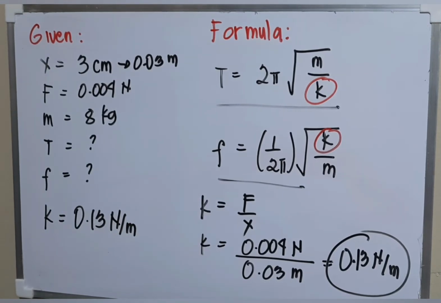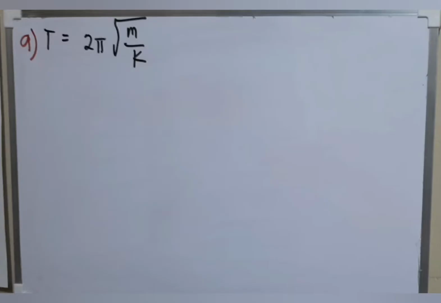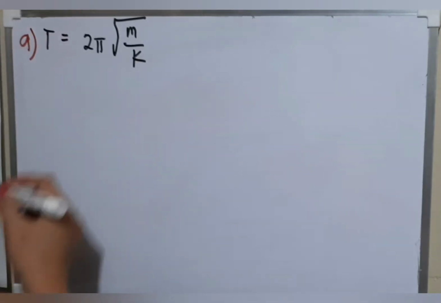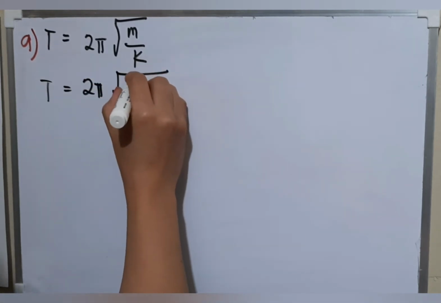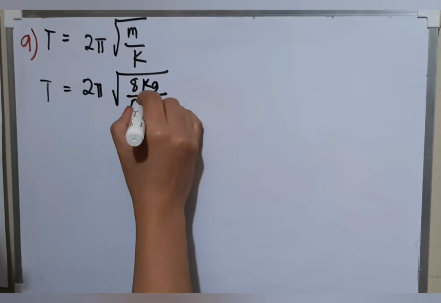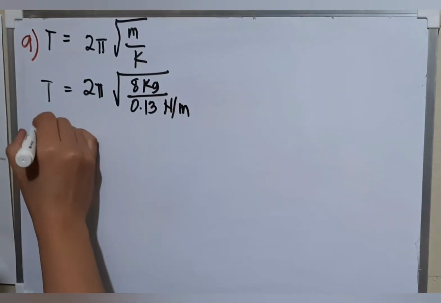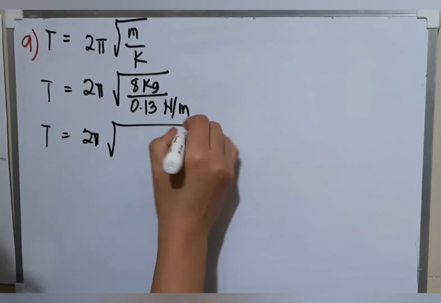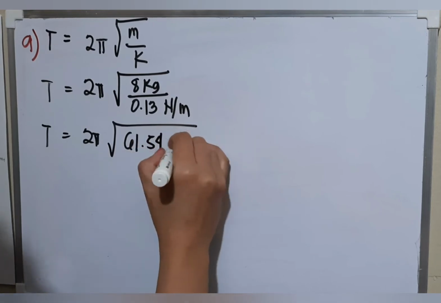Alright, so let's now solve for period. Let's substitute the given. Period is equal to 2 pi multiplied by the square root of M, 8 kilograms, over K, the one we solved a while ago, 0.13 Newton per meter. So we have now 2 pi times the square root of that. When we perform this, we will have 61.54 seconds squared.